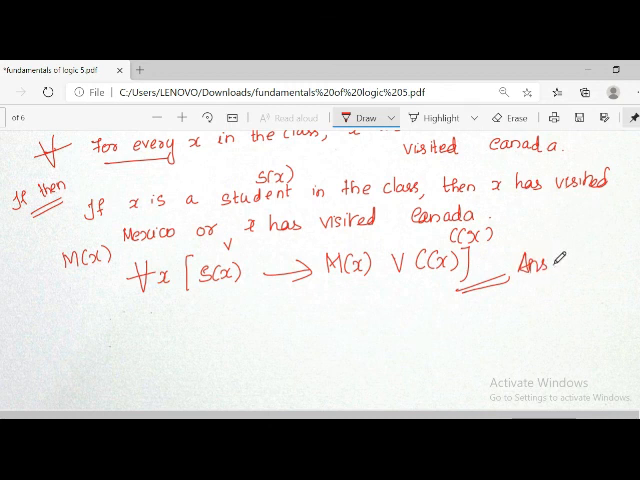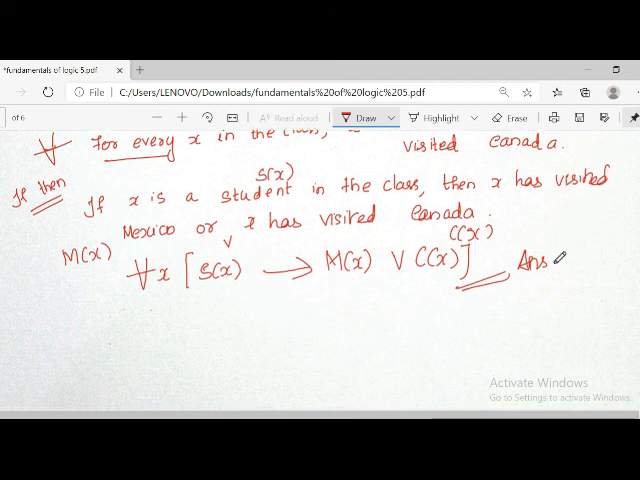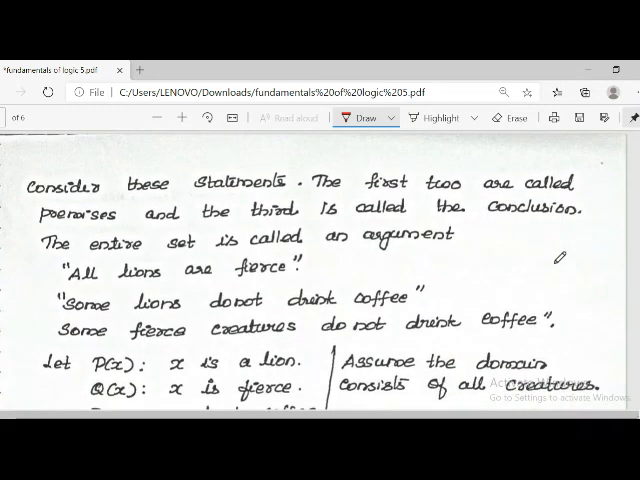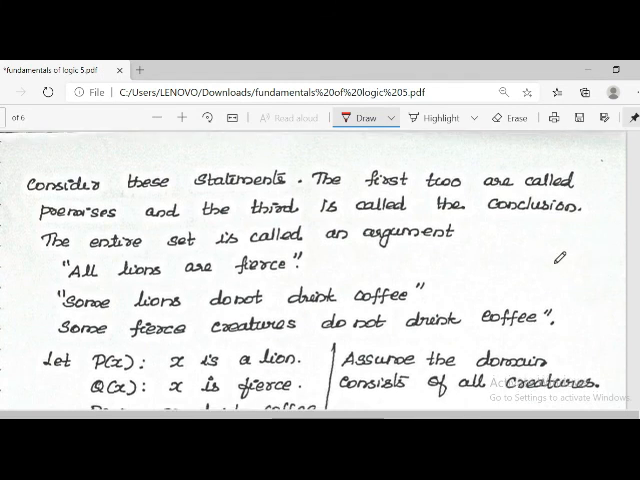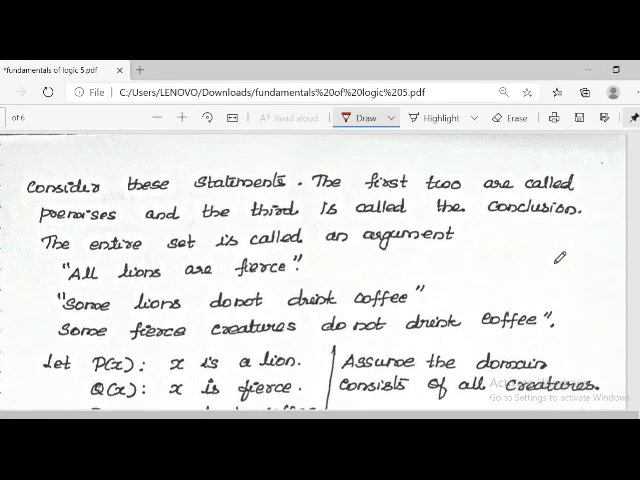I think it is clear. Now let us move on to the next question. The next question is, consider the statements: all lions are fierce, some lions do not drink coffee, some fierce creatures do not drink coffee. The first two statements are premises and the third is the conclusion. So x is a lion. It is given here.